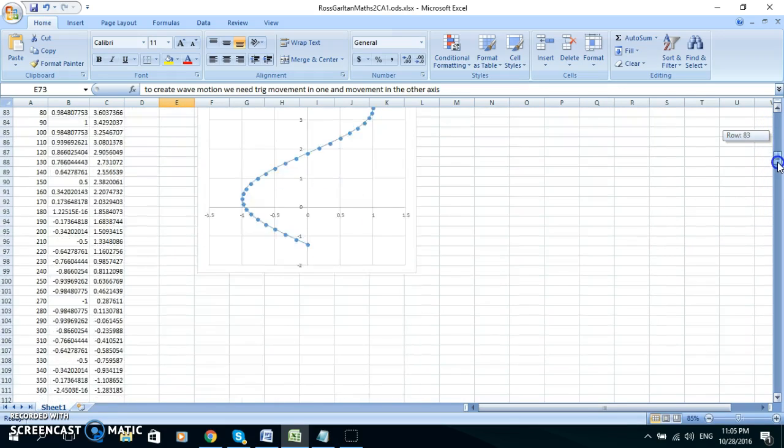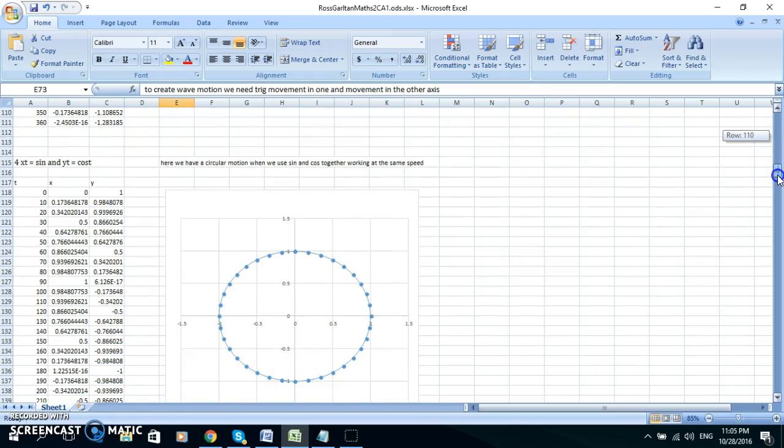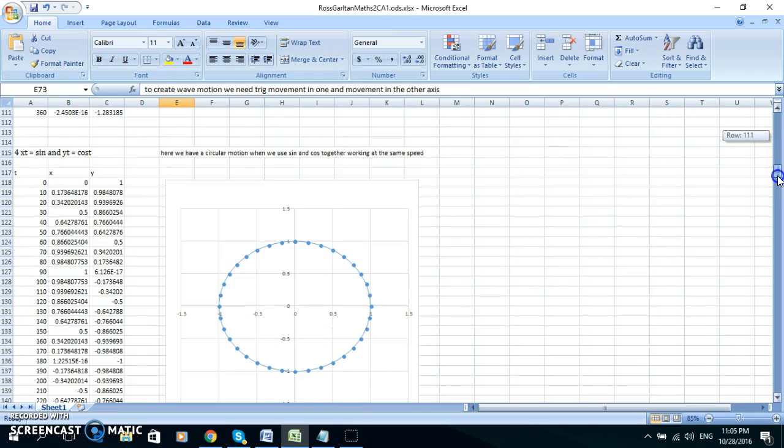To create circular motion, we need to have sine and cosine working together at the same speed. So here we've got our sine radians and cosine radians at the same speed, and we get a circular motion.